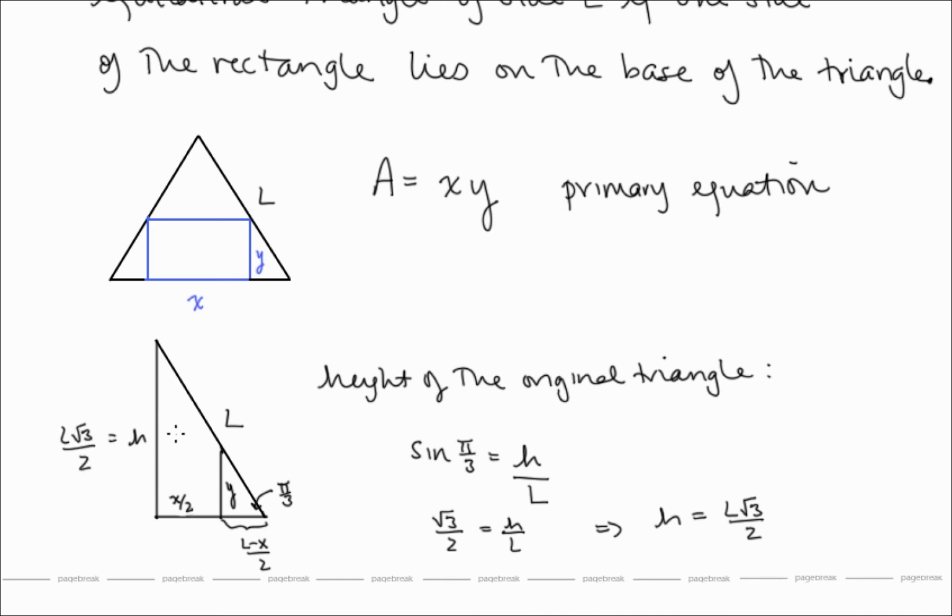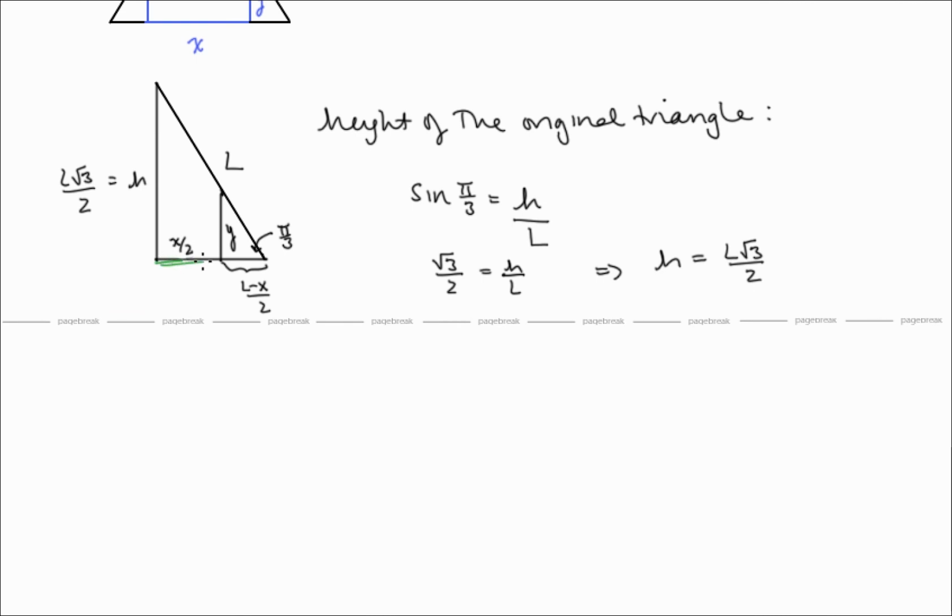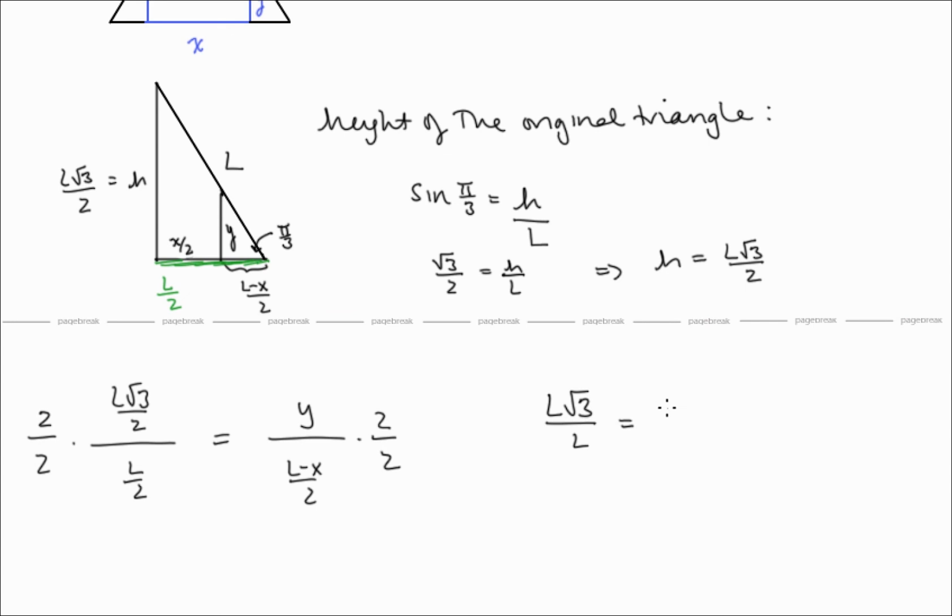Now we can use similar triangles here. For that, we're going to need this length here, which we know is half of the base of the triangle, so that is L over 2. So we have L radical 3 over 2 is to L over 2 as y is to (L minus x) over 2. Now before I do my cross multiplying, I'm just going to multiply everything by 2. We're going to have L radical 3 over L is equal to 2y over (L minus x). We can also cancel these L's, and so we're here.